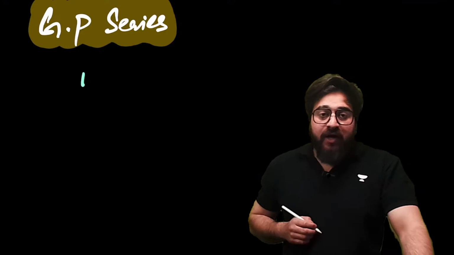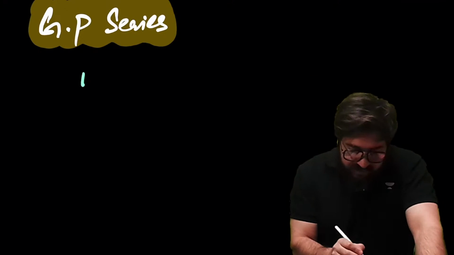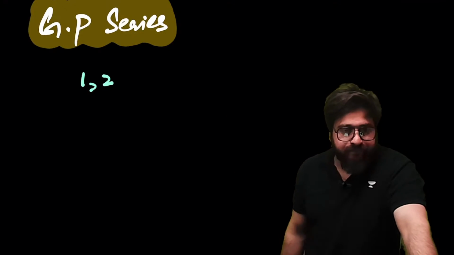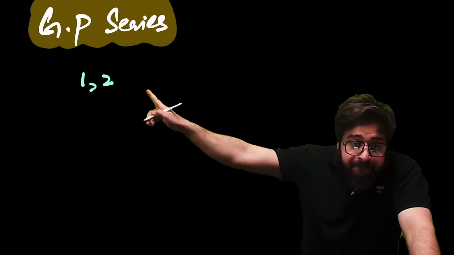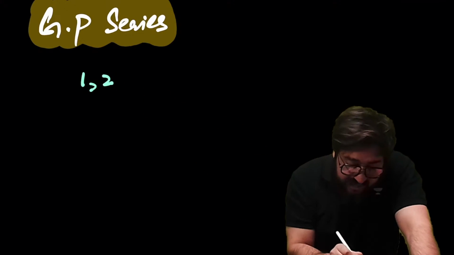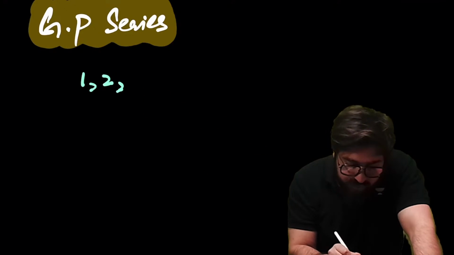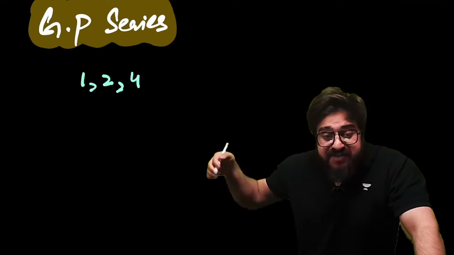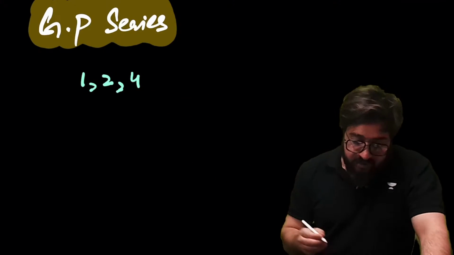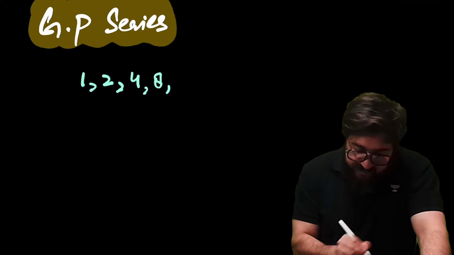Now see, what is this GP series or geometric progression? Geometric progression means, let's suppose you have a number, say 1. You multiply it with some number, let's suppose 2. Now you multiply this number with the same 2: 2 into 2 becomes 4. Once again, you multiply with the same number: 4 into 2 is 8.